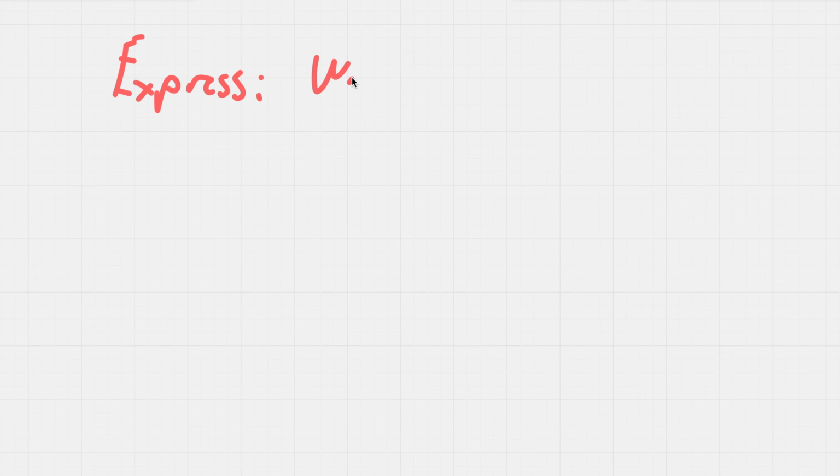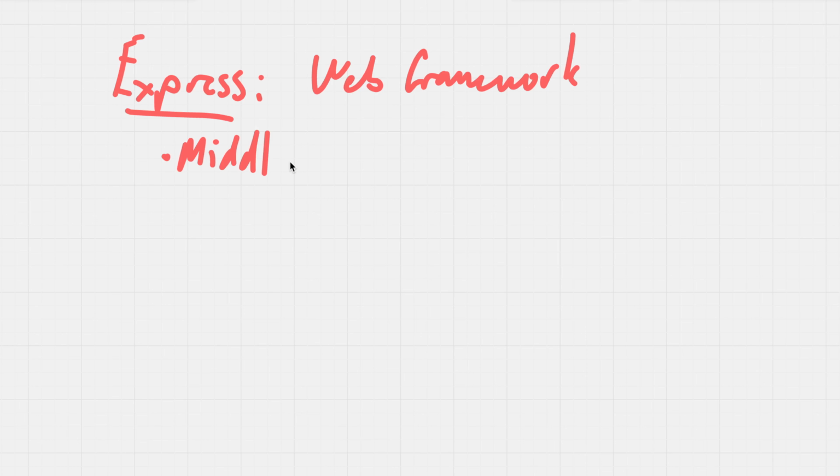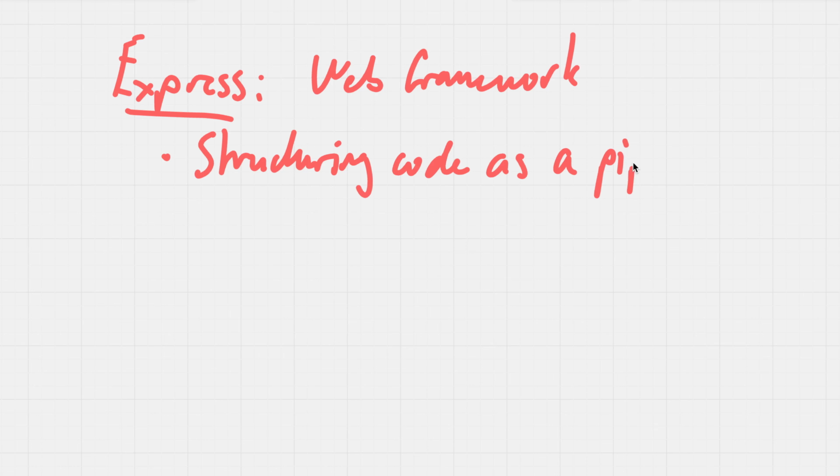is a web framework that essentially allows you to write code in a very easy way. And the way it's done is by implementing a middleware. It allows you to do this by structuring code as a pipeline of functions.